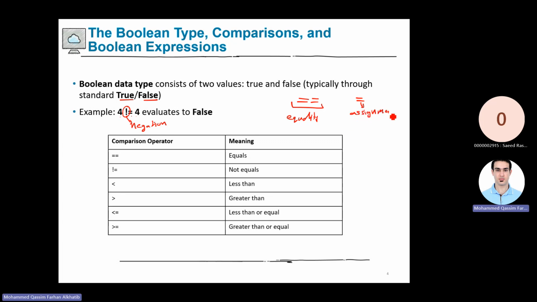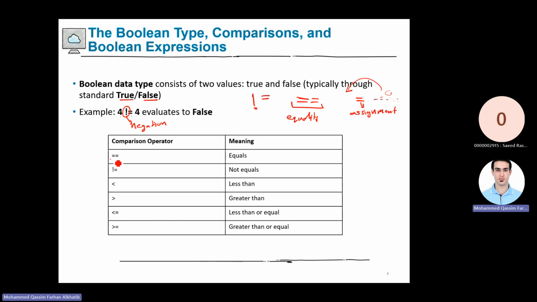Again, it's no longer math. This is the assignment operator. You evaluate a certain expression, get the result, and assign it to that variable. Here, it's not assignment. You are checking two variables to see if they are equal or not. If they are equal, return true. If not, return false. To negate it, use does not equal.